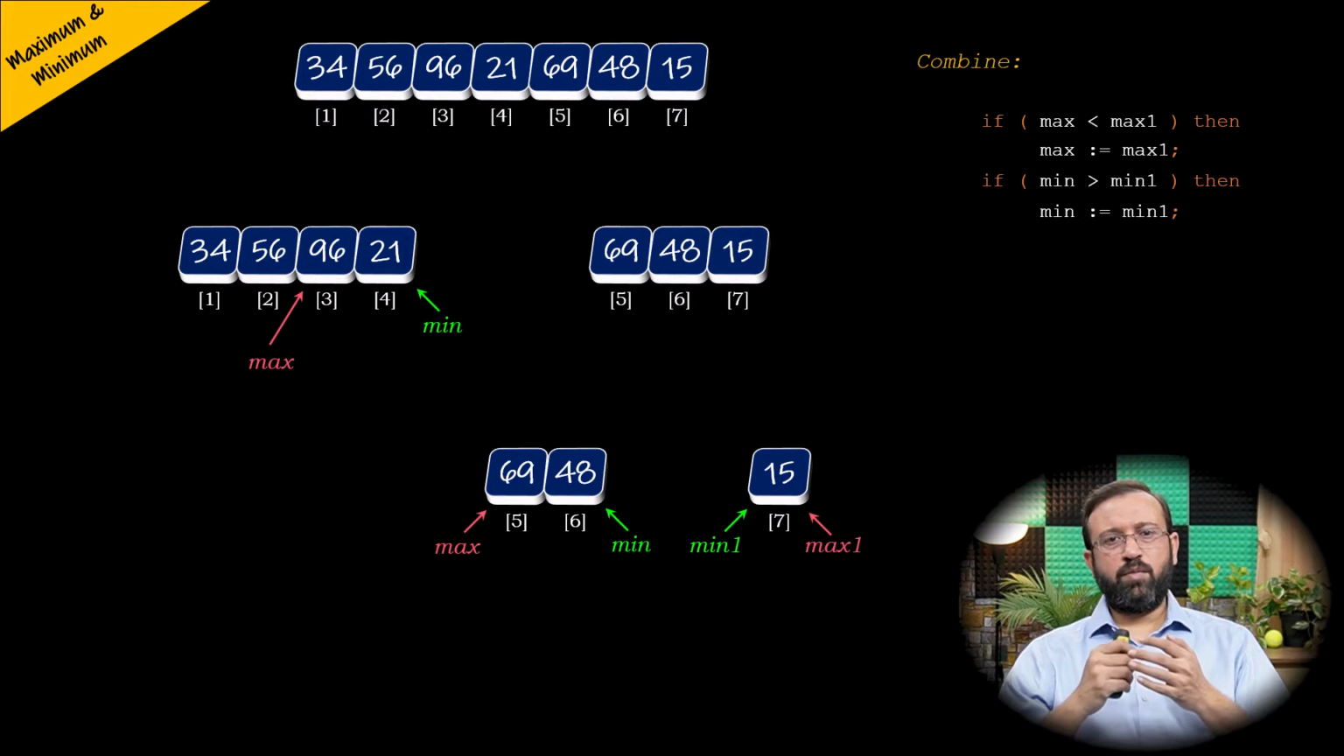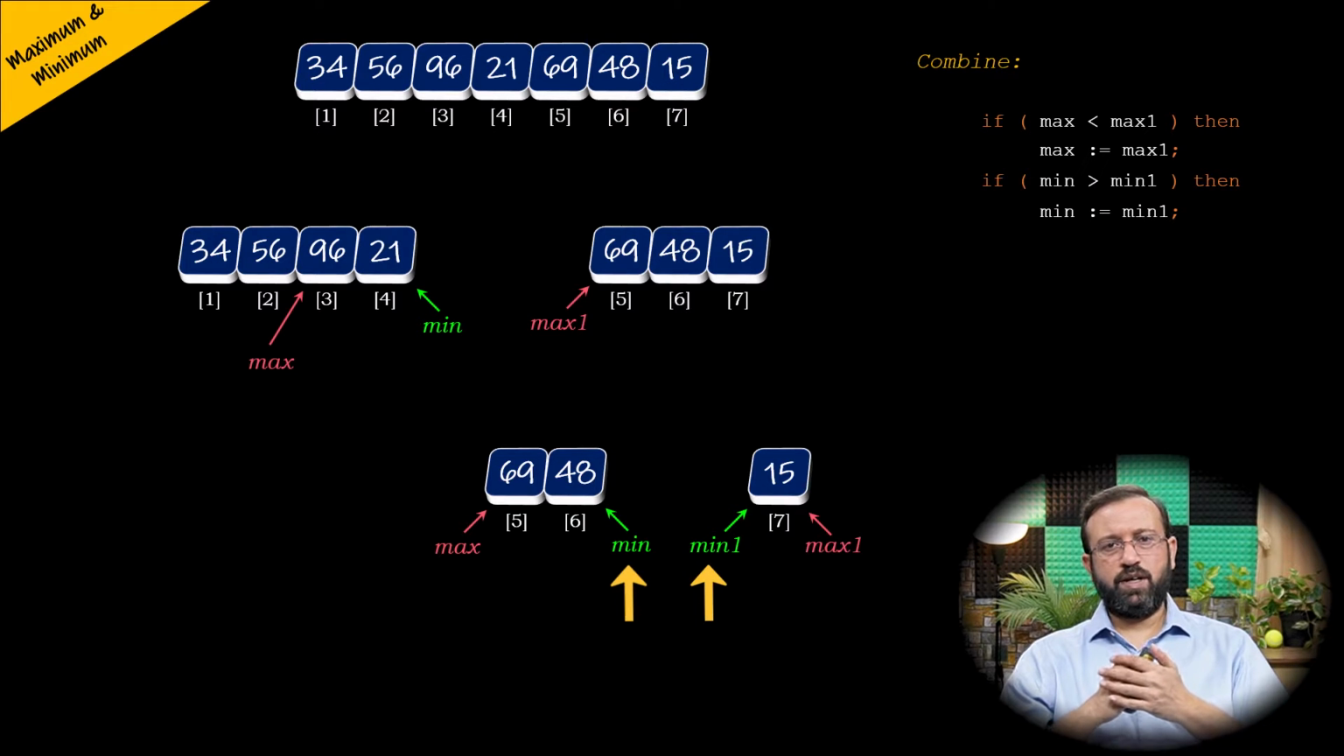So when we combine the solutions from the left subarray and the right subarray, max is 69 and max1 is 15. So max, which is 69, is greatest among max and max1. In the same way, min is 48 and min1 is 15. Min is greater than min1. So we will assign min as 15, which is smallest among min and min1. So we have found the max and min for this right subarray.